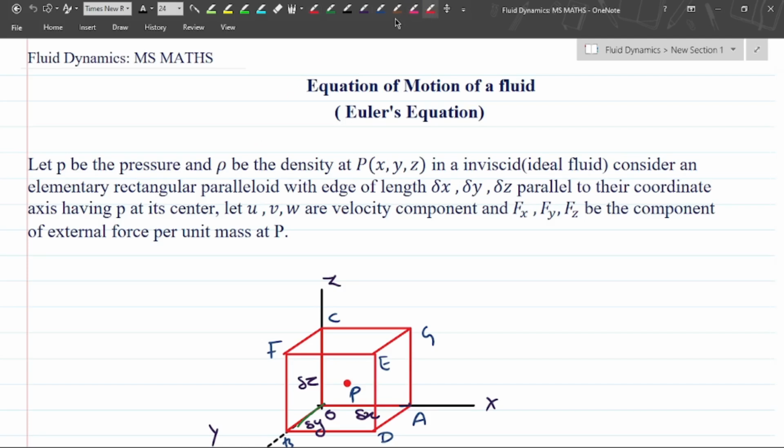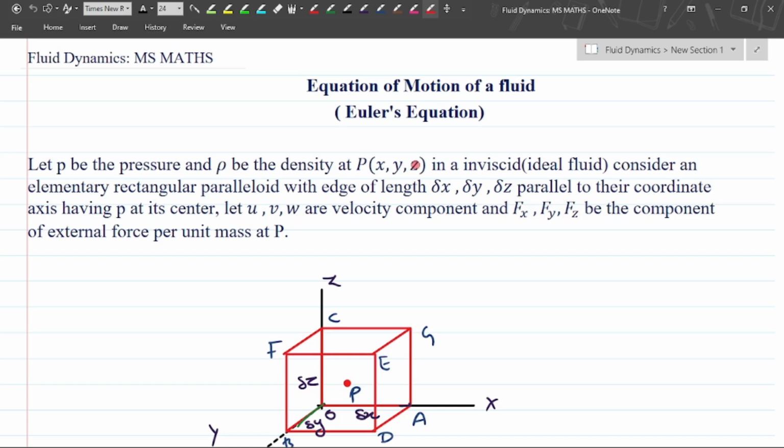In this video, we are going to discuss the equation of motion of fluid, which is basically Euler's equation. Before watching this video, you should have an idea about Pascal's law for a fluid that is still at rest. We have discussed in our previous videos what Pascal's law is.